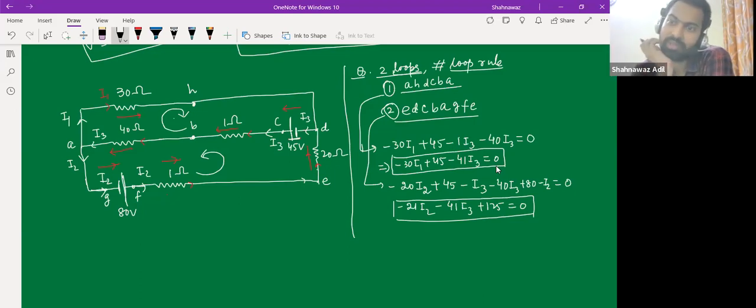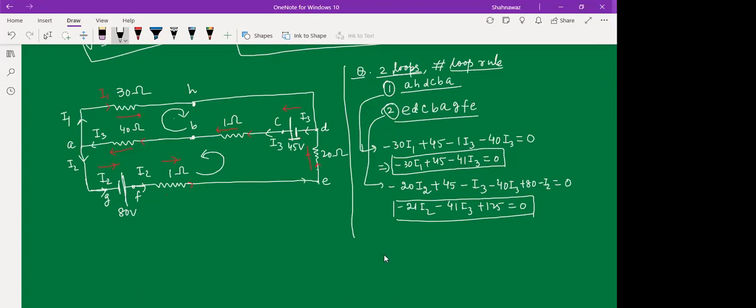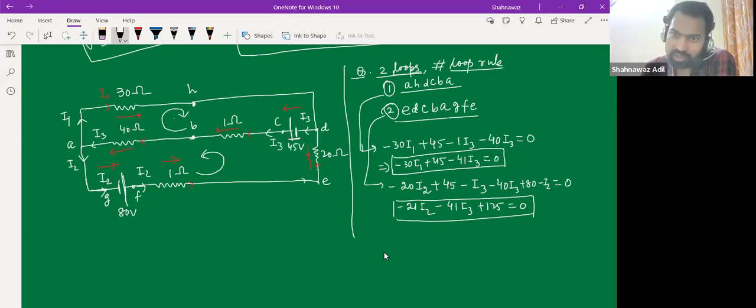We have three unknowns. Can you solve three unknowns from two equations only? Can you solve I1, I2, I3 with these two equations? We need three equations. So to solve this circuit, what can be the other equation that we have not used?